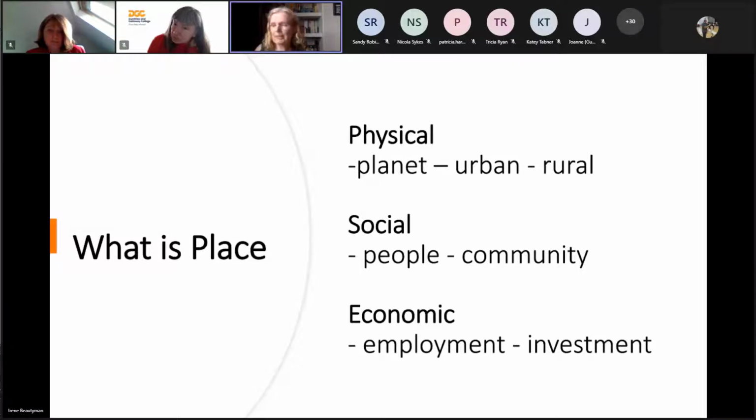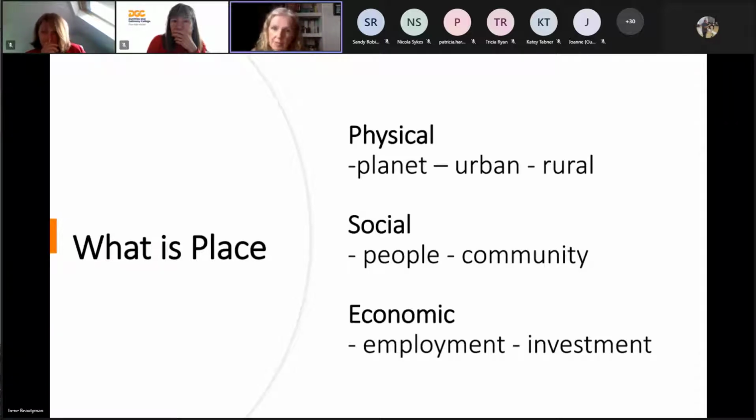Sandy covered a bit about place there. I would add, when we're talking about place-based approaches in Scotland, it's the fact that every place is different, so we need to take a different approach in every place, be that a street outside your window, a town or a country. They're all slightly different, but they have three key elements to them.